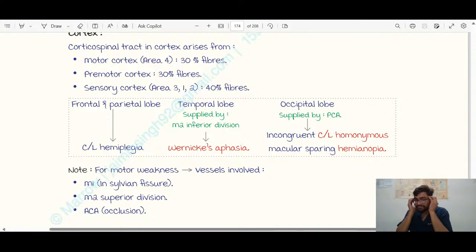In the temporal lobe, there will be Wernicke's aphasia supplied by the M2 inferior division. And in the occipital lobe, supplied by the posterior cerebral artery, there is incongruent contralateral homonymous hemianopia with macular sparing. So occipital, temporal, parietal, frontal: these are the categories of hemiplegia of cortical type.